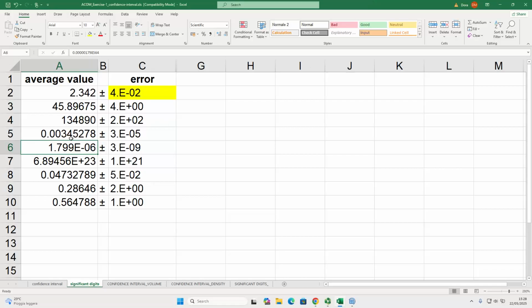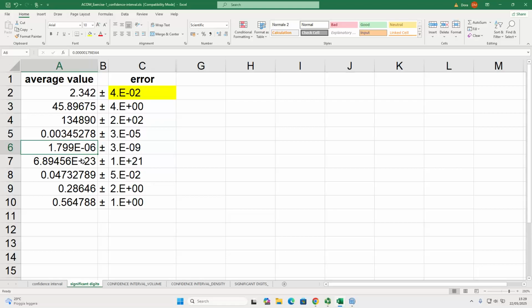So in this case, line 6, the average value has been given with how many significant digits? 1, 2, 3, 4. 4. The first 4 digits are significant, the following are not.